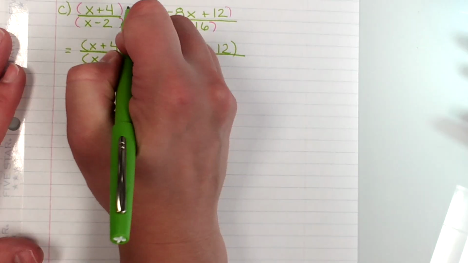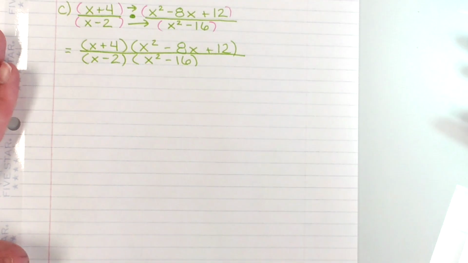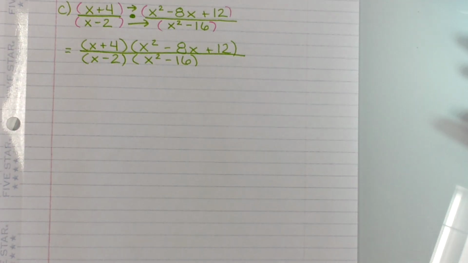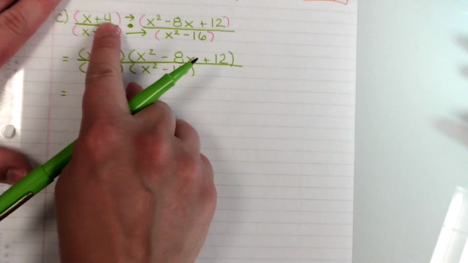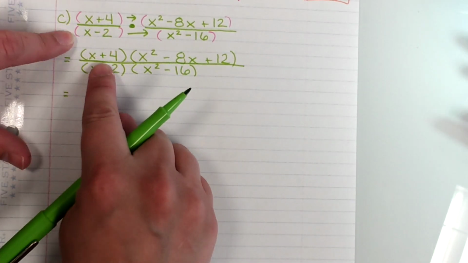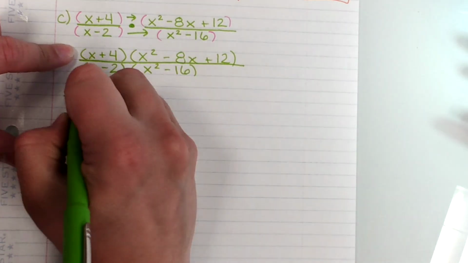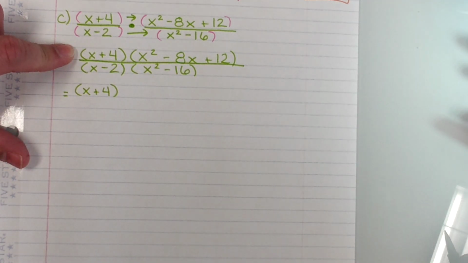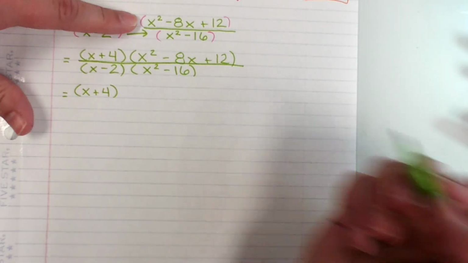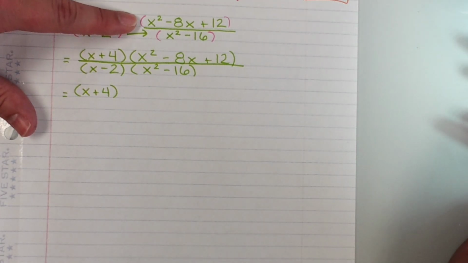In fact, I tend to factor and put them into the same fraction all at the same time. Can I factor x plus 4? No. I put it in parentheses when it's got a plus or a minus, and I move on if it doesn't factor. Can I factor x squared minus 8x plus 1? Yes. Greatest common factor?